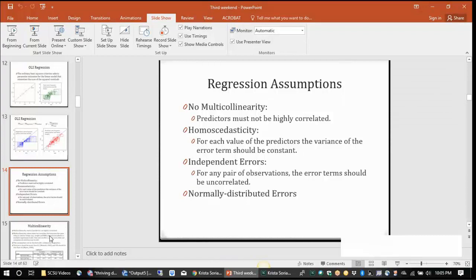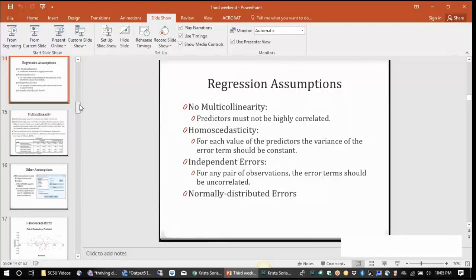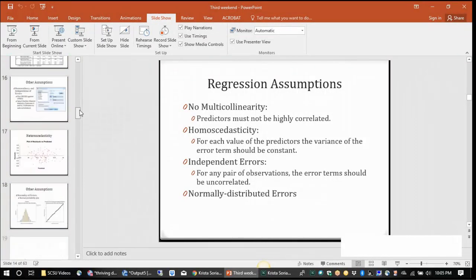Another assumption is related to homoscedasticity. Another is independent errors, and then normally distributed errors. I will show you some of these as they look in a regression, and then how to actually test for those as well.